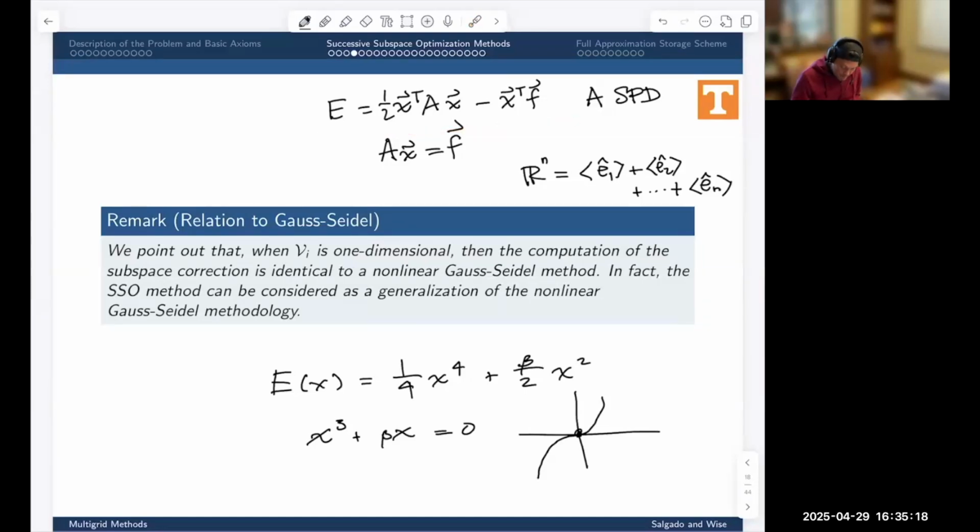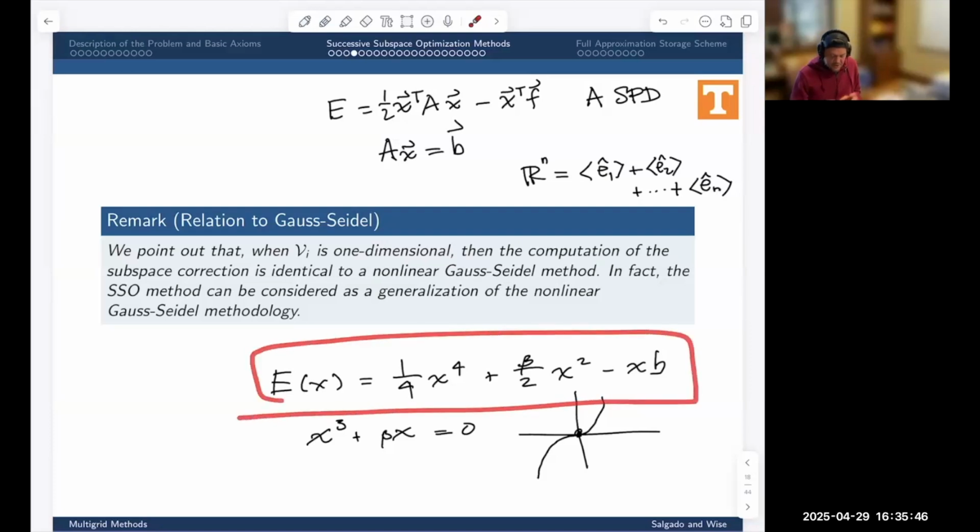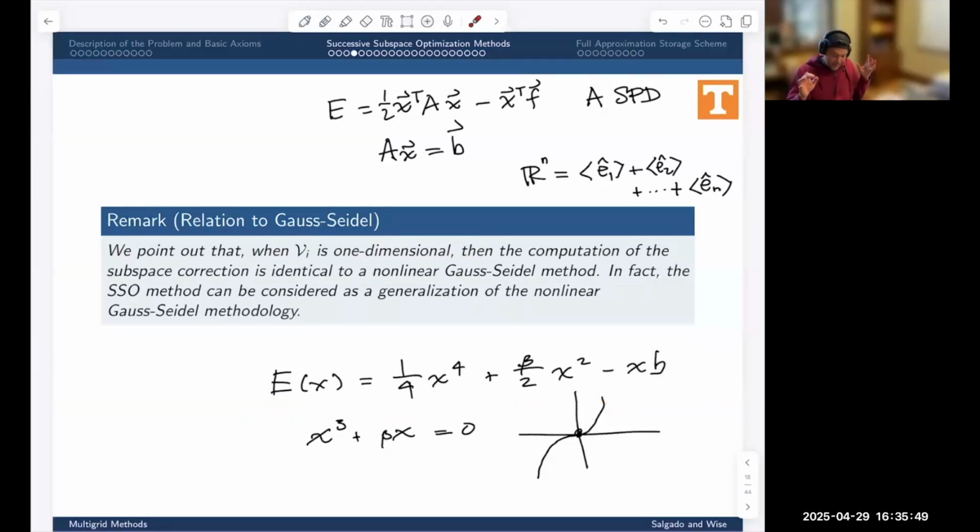I guess we could put minus x f, right, if you wanted. Or maybe let's use b, because that's a little more standard. There we go. And if I solve this problem, in one dimension, this is still doable. But what I want to think about doing is pushing this to a higher space dimensional analog. Okay, something in R^n, for example. And I'll leave it to you to do that generalization.